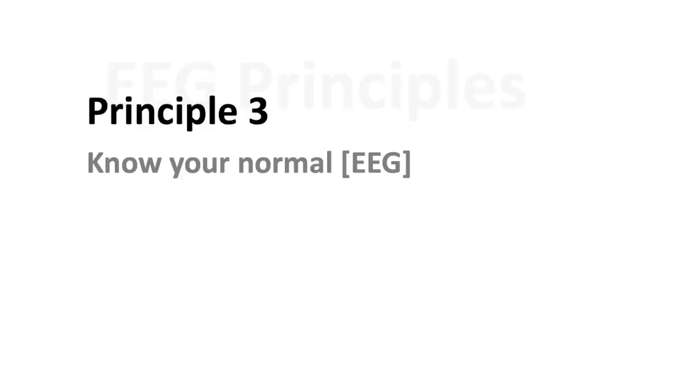Before we begin in earnest, let's discuss Principle 3, Know Your Normal. While you learn EEG, take the time to identify normal features of EEG in each record you encounter. Don't just look for abnormalities. Familiarity with normal EEG will help prevent the overcalling of epileptiform discharges.